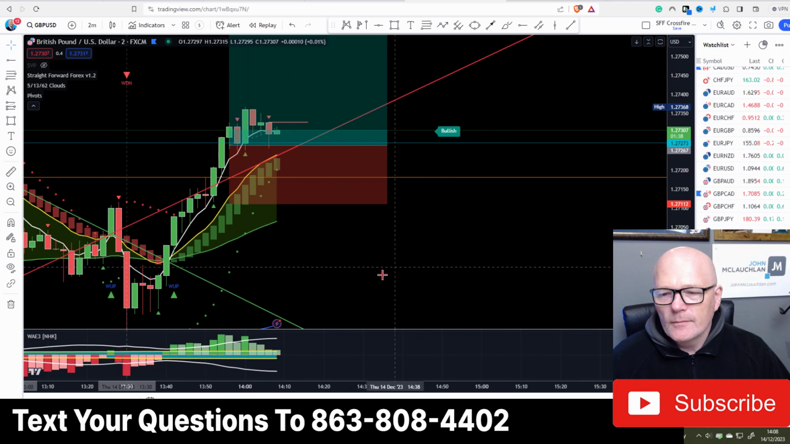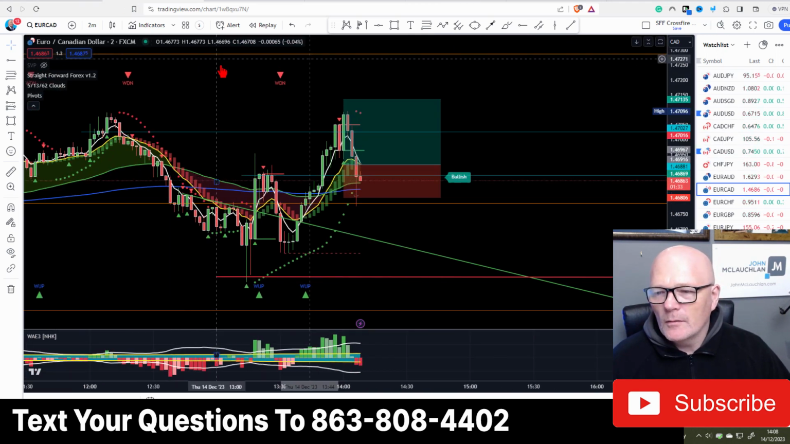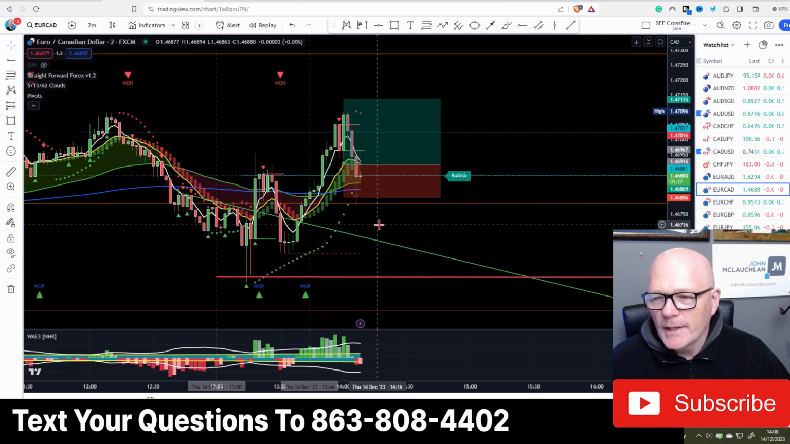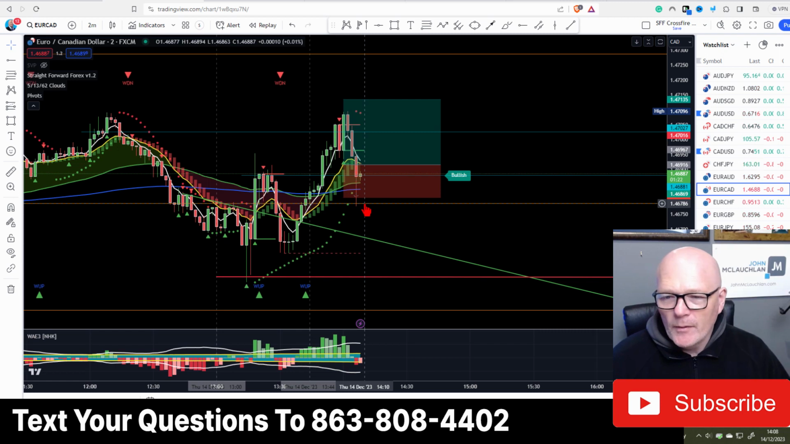Right, so let's have a quick look and see what's happening. So we've got a move to the downside. This has stopped us out, although we didn't really get in the trade, it was just a case of let's see where things might go, and it's gone down to that pivot line. So again, that pivot line offering resistance.